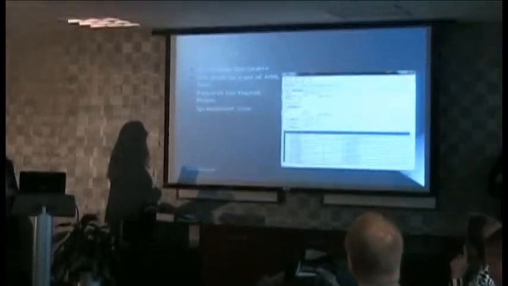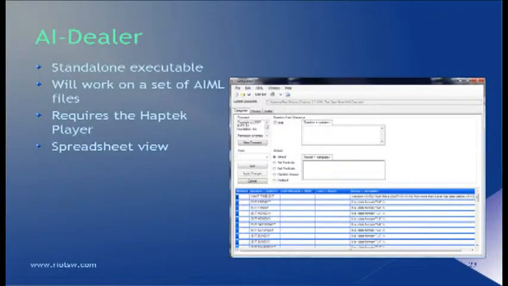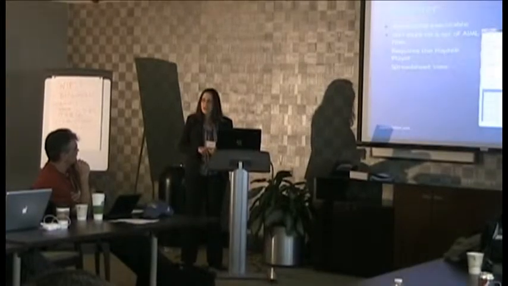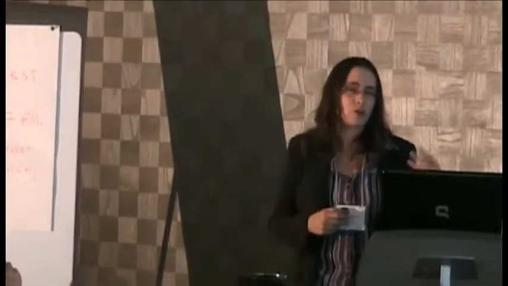The next one was AI Dealer, which is also a standalone executable. This one will load a set of AIML files. If it's all in one directory, you can just load the whole directory. So I tried it with that 250,000 set, and it took about 20-30 seconds to load, but it was all there. I was still able to manipulate the software just as well with 10 categories as with the 250,000. So that was nice.